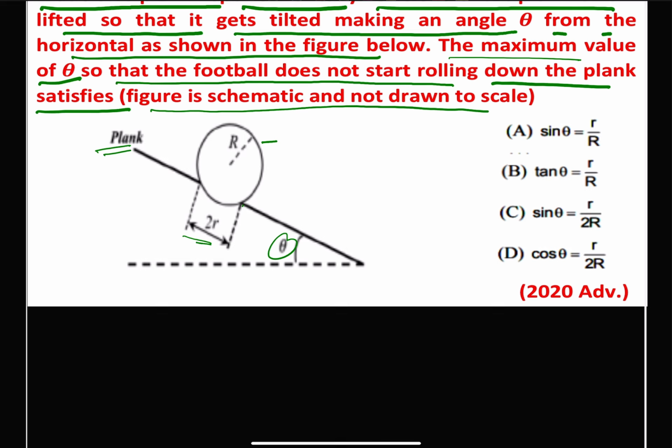So we have to keep in mind that it should not be rolling, or in simpler terms we can say that all the forces as well as torque acting on this ball or sphere should be in balance. We have to remember that, and the forces acting on it will be the gravity and the normal force because of the point of contact.